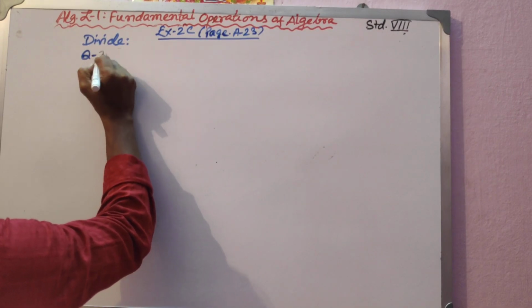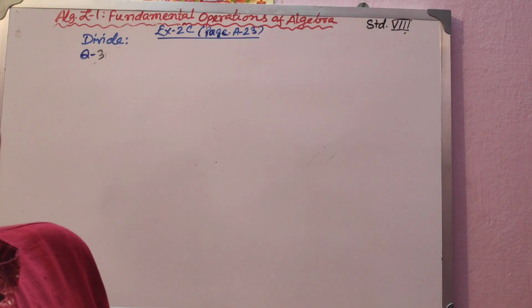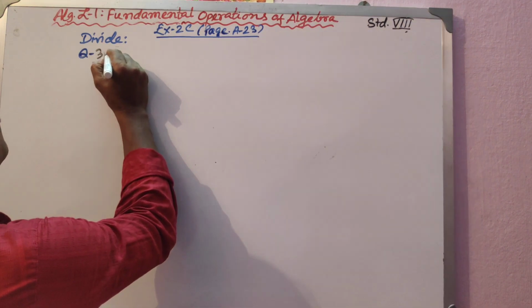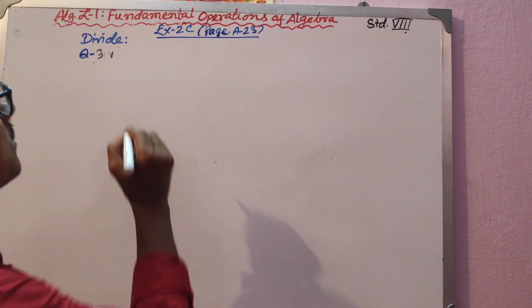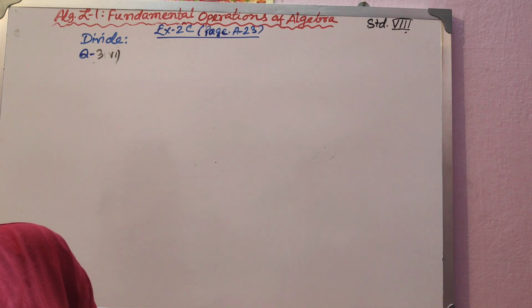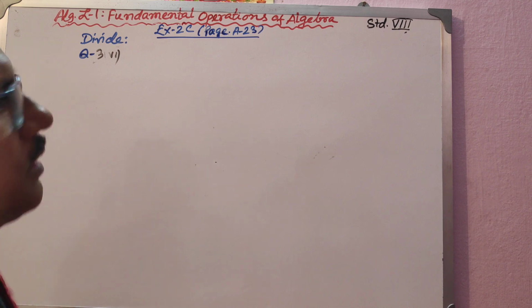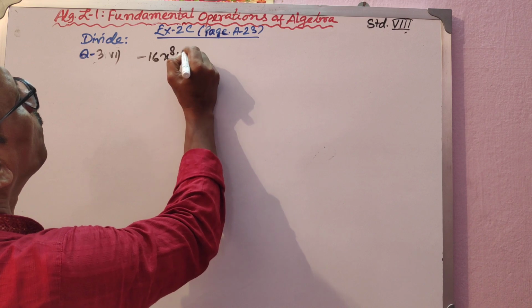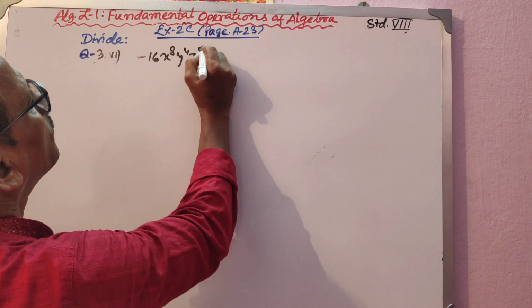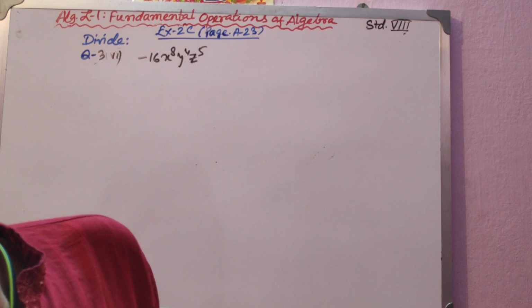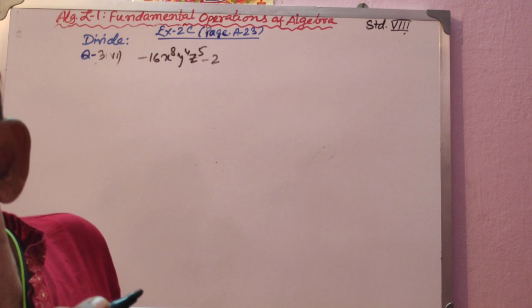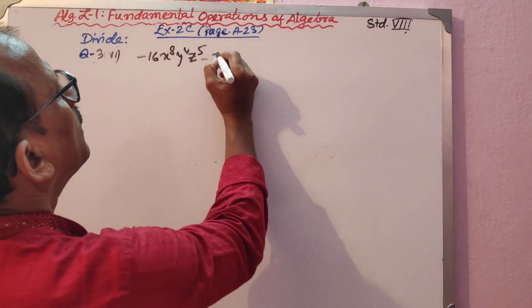Let us see question number 3, the sixth one. The sixth one says the dividend is minus 16 x to the power 8 y4 z raised 5, minus the second term of the dividend, which is minus 20 x to the power 7 y cube z4.